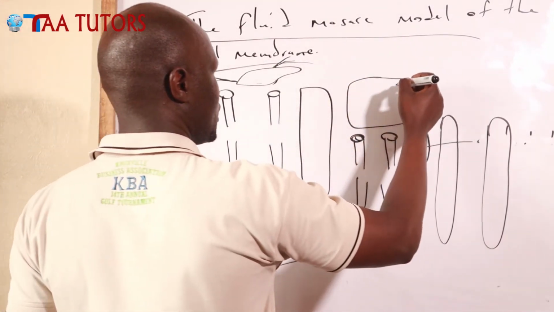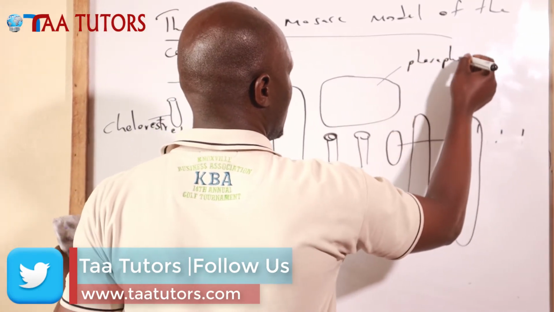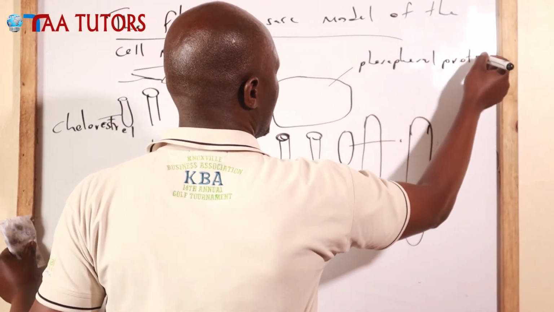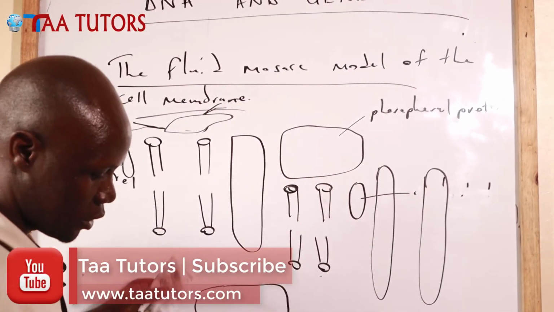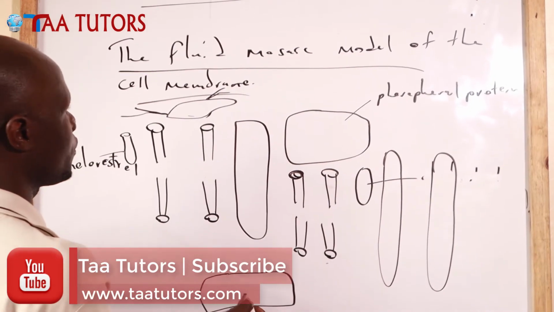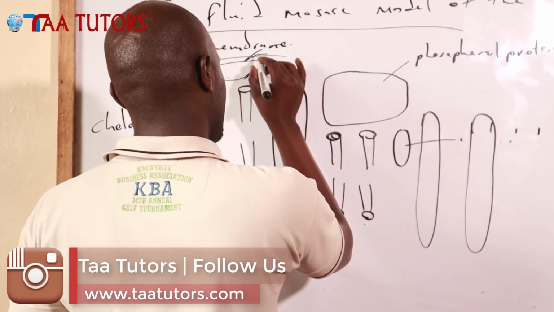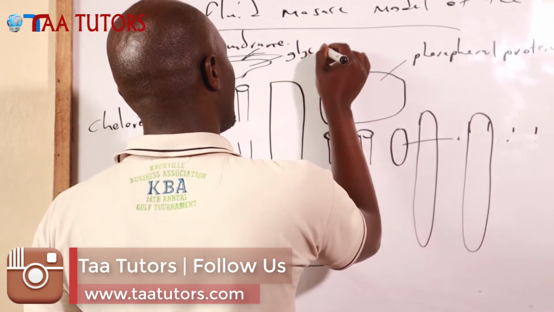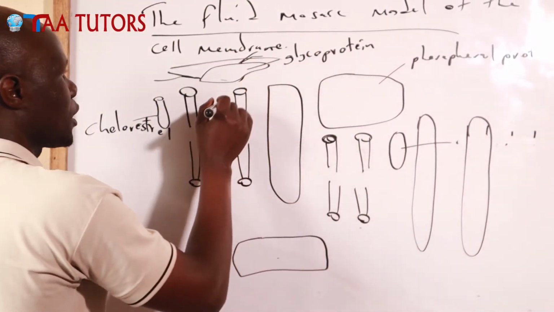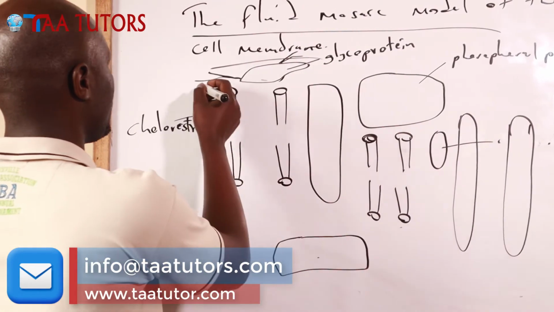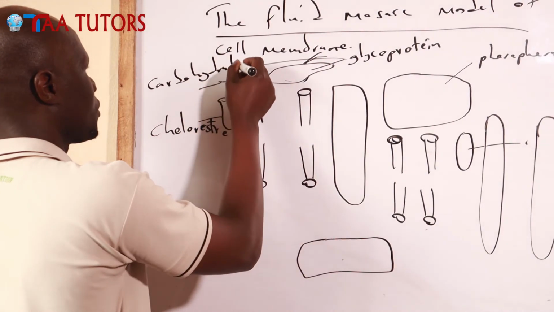Now, these ones at the end here, I'm going to call them peripheral proteins. That is the proteins towards the end of the membrane that we are talking about. So this is also peripheral protein. And then this particular protein here is at the periphery, but we are calling it glycoprotein. Why do you call it glycoprotein? It is a protein that has got a carbohydrate tail. For example, this one here is called carbohydrate. And I want that one to be very clear.